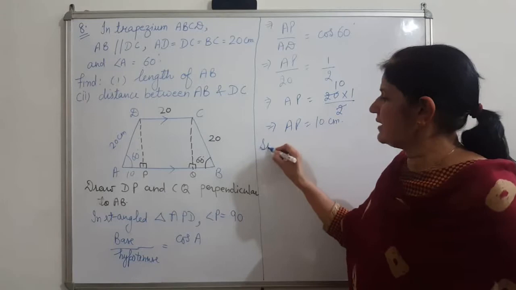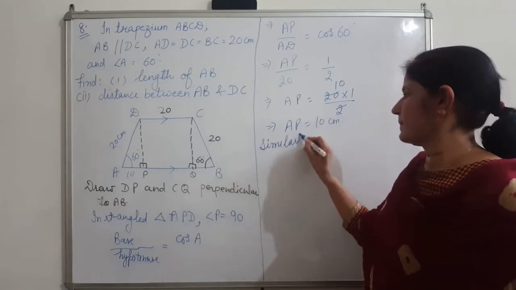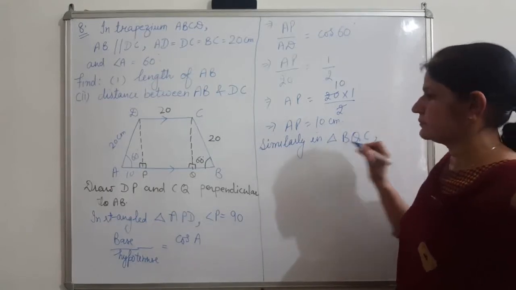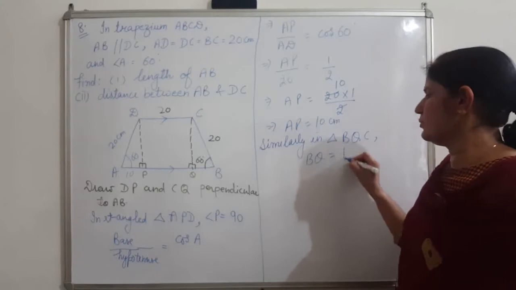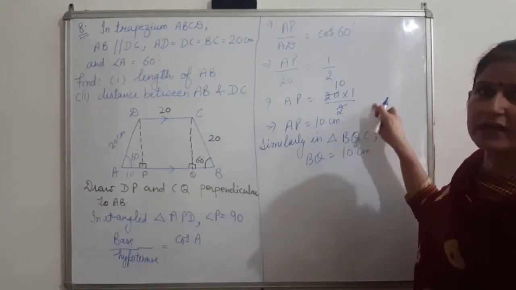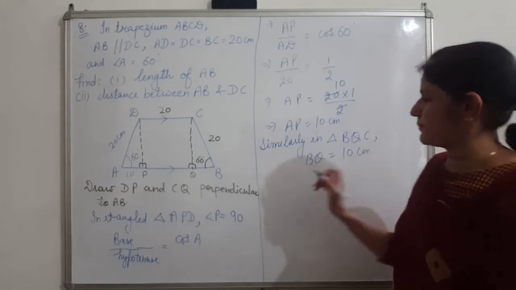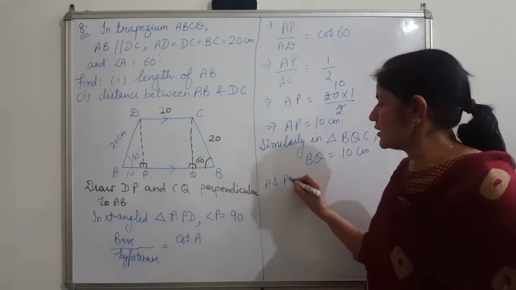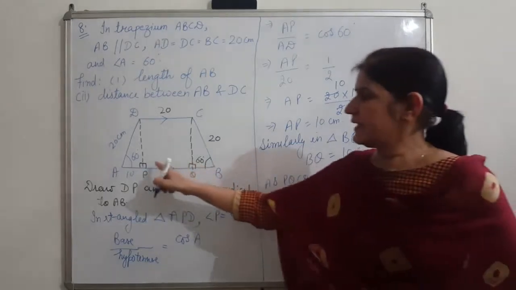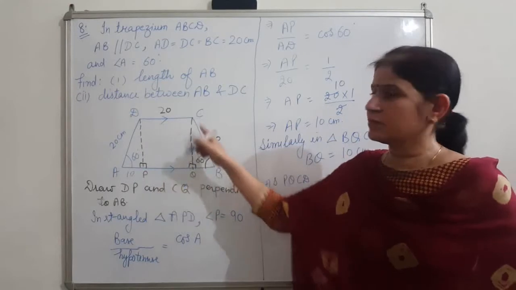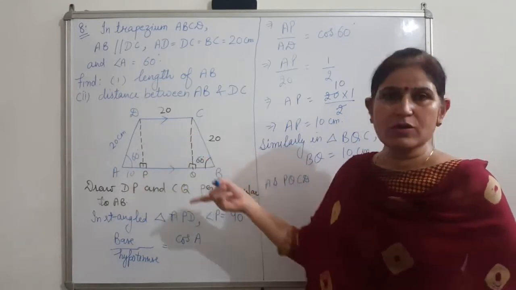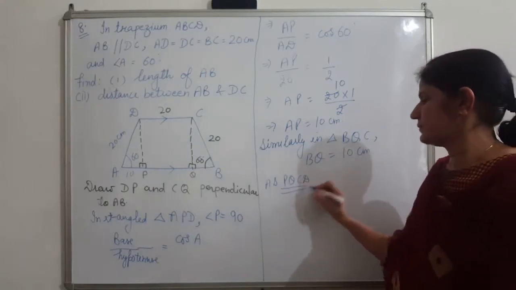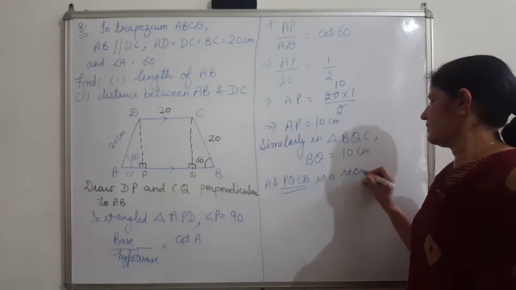Similarly, in triangle BQC, BQ will be equal to 10 centimeter. No need to calculate again because length and angle are the same. What is PQ? As PQCD has 90 and 90, this will be parallel. So that it is a what? You can take parallelogram also, otherwise you can take rectangle also. As PQCD is a rectangle.